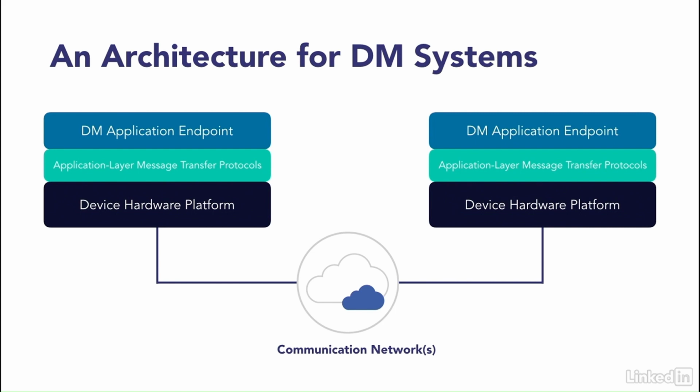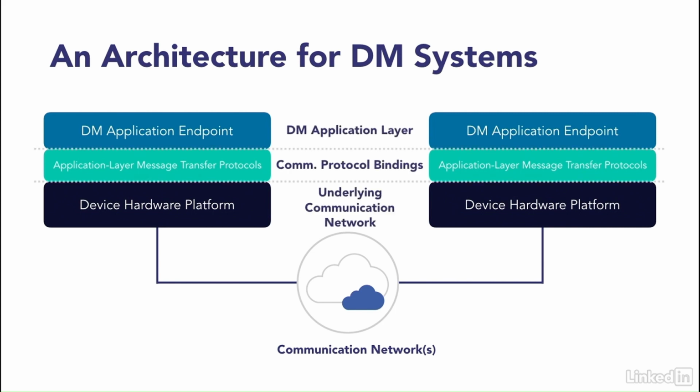hardware platform. We can view this architecture as three layers, where we consider the DM applications implementing the DM functionalities are put into the DM application layer, the message transfer protocols, which provide direct message transfer services to the DM application layer, are at the communication protocol bindings layer, and the other underlying network services and the connections are put at the underlying communications network layer.